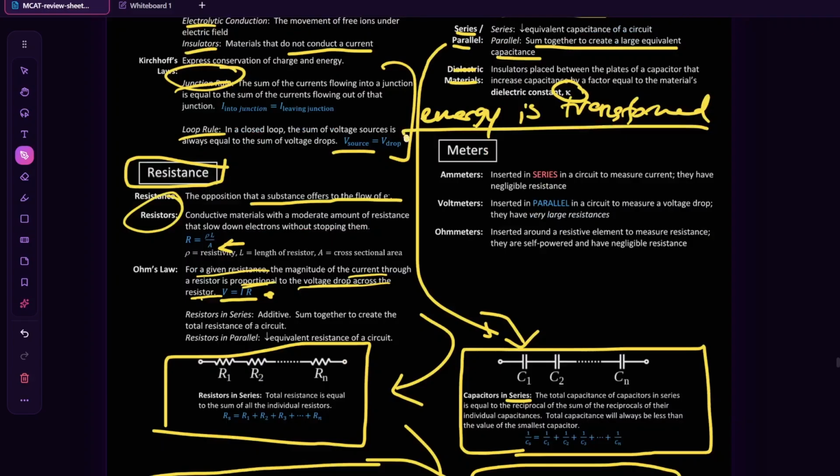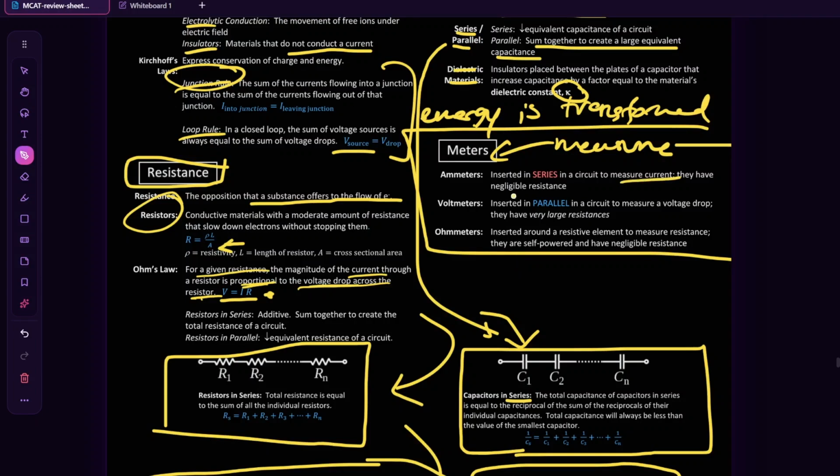Meters are the last thing. These are basically measurement devices to measure what's happening. Ammeters measure current, and they have negligible resistance. They're inserted directly in series with the part of the circuit whose current you're measuring, so the current has to physically flow through the ammeter itself in order to be measured. For this to work without disrupting the current's behavior, ammeters are designed to have negligible resistance. If they did have resistance, it would impact the current and you couldn't measure it properly.